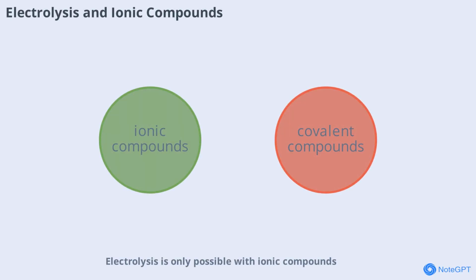Electrolysis is only possible with ionic compounds, as they contain charged particles that can move and carry current. Covalent compounds, on the other hand, do not conduct electricity in solution and cannot be electrolyzed. This distinction is important for understanding which substances can undergo electrolysis.